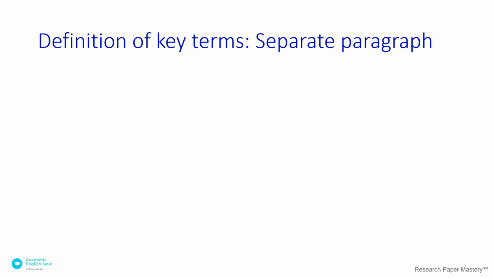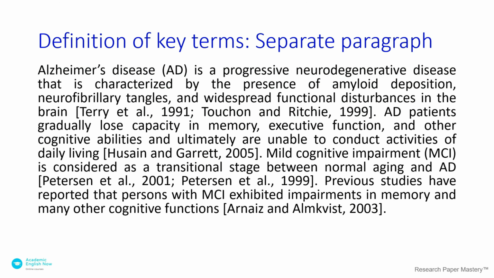Now, the second way of defining key terms is in a separate paragraph. And this is how this can be done. So this is about Alzheimer's disease. And in here, we are just defining, first of all, Alzheimer's disease, it's characterized by, and then we're also defining another related concept, which is mild cognitive impairment.